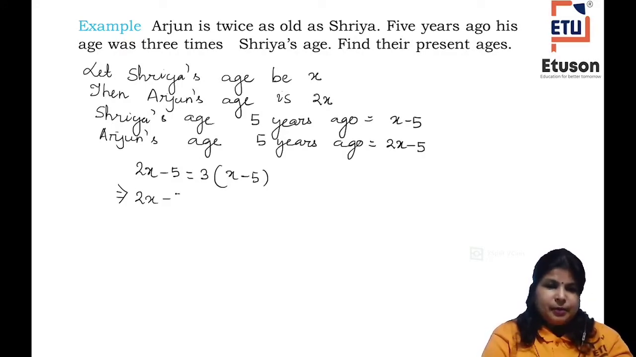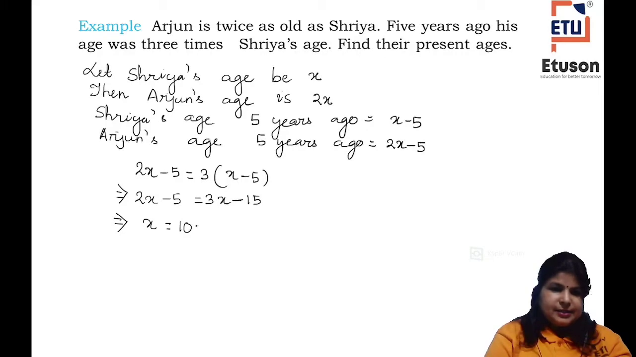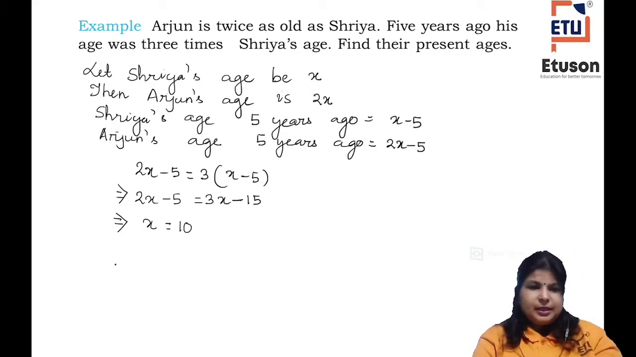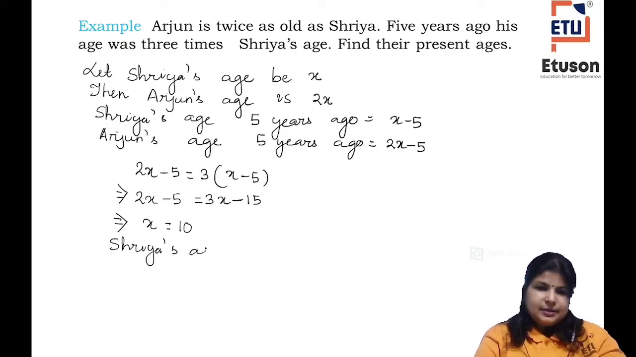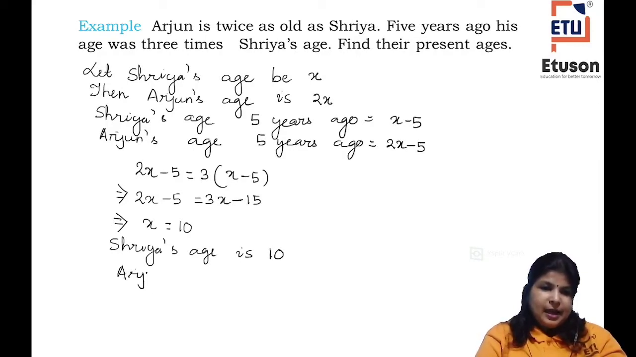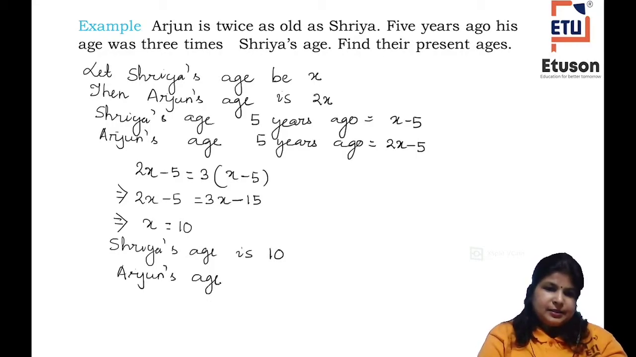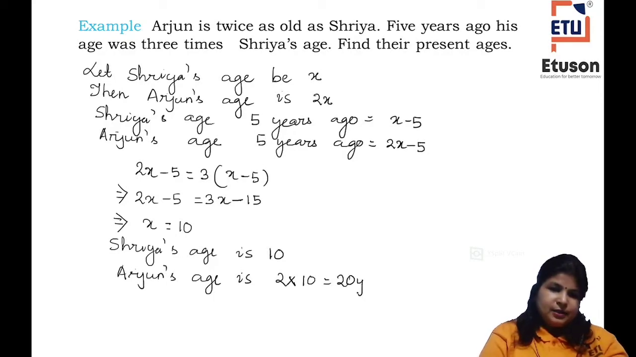So 2x minus 5, open the bracket, 3x minus 15. It implies x is equal to 3x minus 2x, so x is equal to how much? This 15 will go to that side, that is 10 years. So x is equal to 10 years. So Shriya's age is 10. And what about Arjun's age? Arjun's age is 2 into 10, that is 2x, that is 20 years.